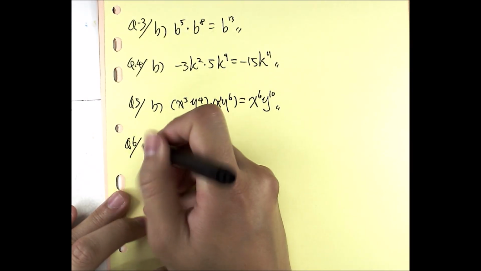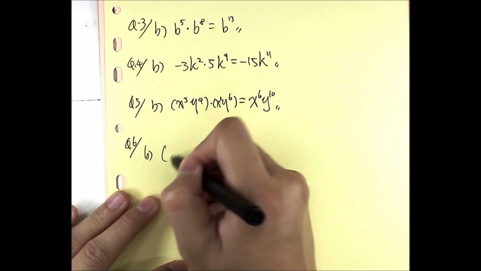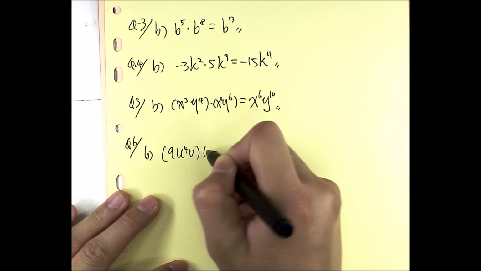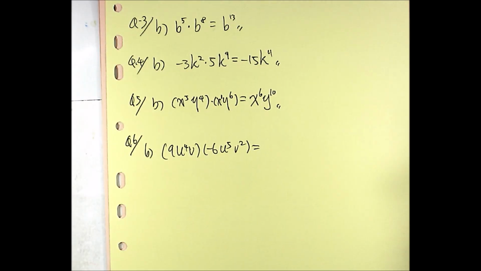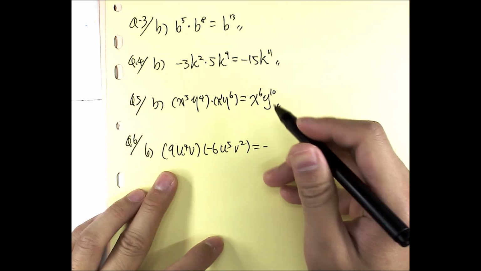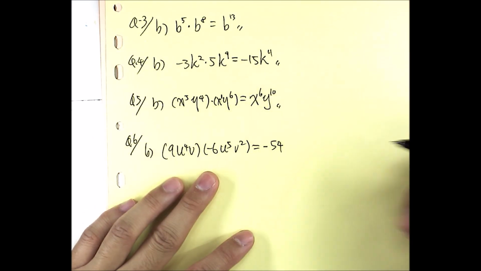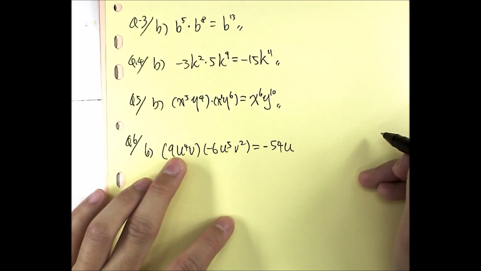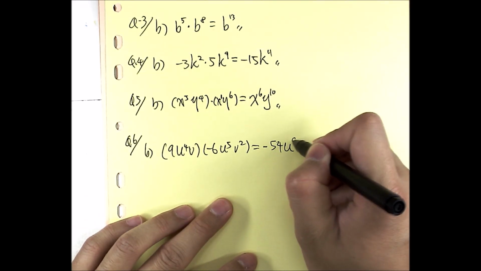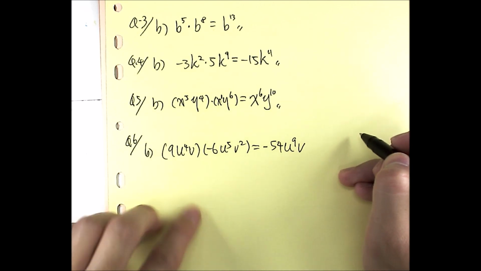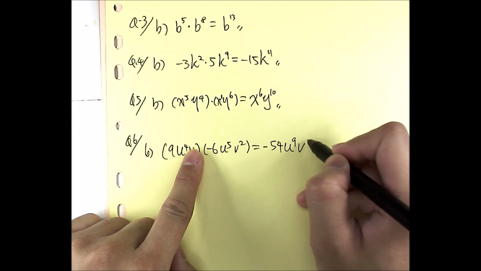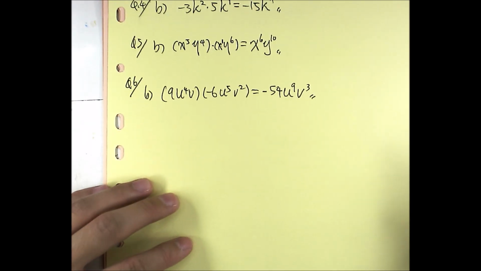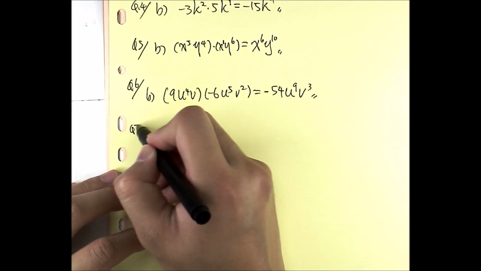So keep going. Go to question 6. Go to B. 9u to the power 4v times minus 6u to the power 5 and then v squared. So do what? Do the number first. Okay? 9 times minus 6 becomes minus 54. And then do the u. 4 and 5 you do addition. Okay, become 9. And then v. Because this v shows nothing here, it is actually 1, okay? It's v to the power 3, understand? Keep going. Go to 7b.